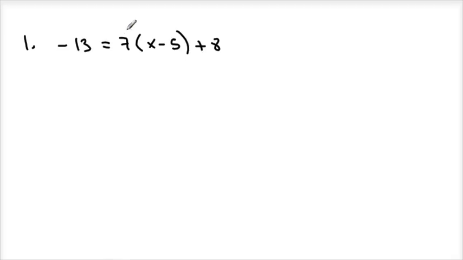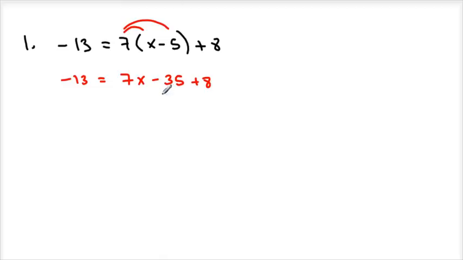Okay, so I'm going to distribute the 7 to both terms inside my parentheses. So I have negative 13 equals 7 times x, 7x, 7 times negative 5, negative 35, plus 8, and bringing down my plus 8. Okay, my next step here is to combine my like terms.